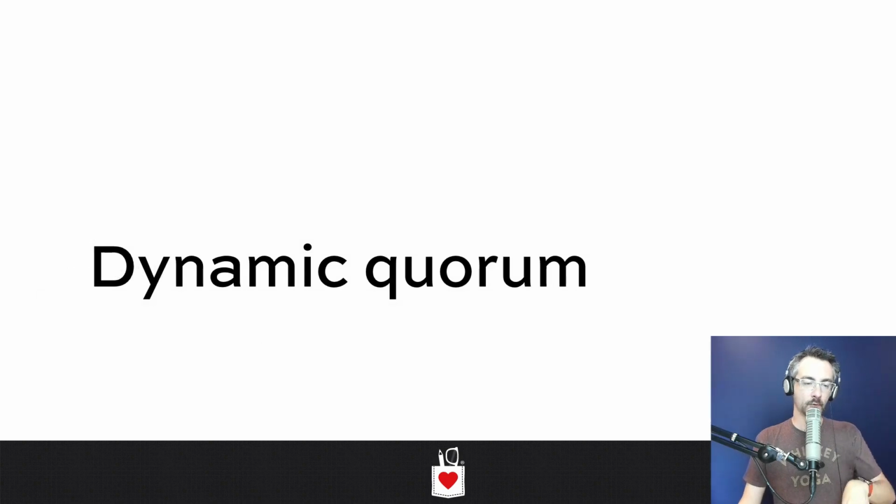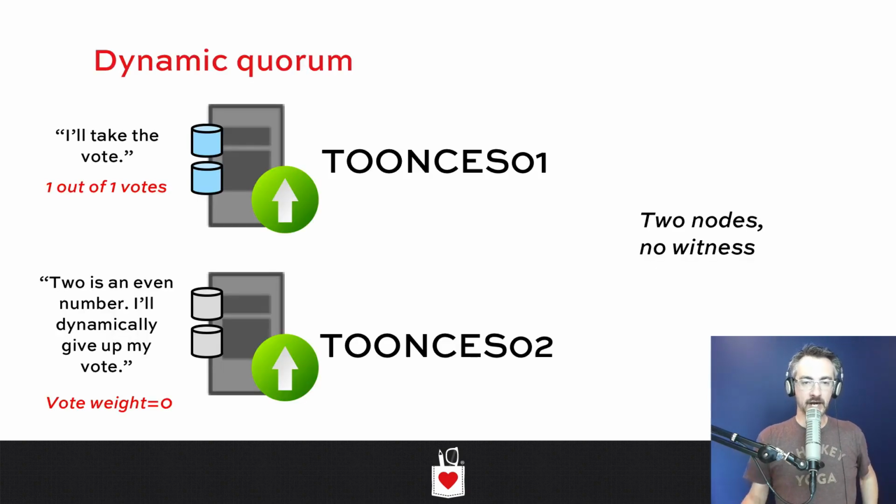Let's explain how it works in reality. The first feature, the new feature in Windows Server 2012 R2, is dynamic quorum. So with dynamic quorum, I have Toonsis 01 and Toonsis 02. As long as Windows sees both of these and I don't have a witness set up, one of these nodes will automatically take away his vote. Say in this example, Toonsis 02 will voluntarily give up his vote so that we always have a tiebreaker.